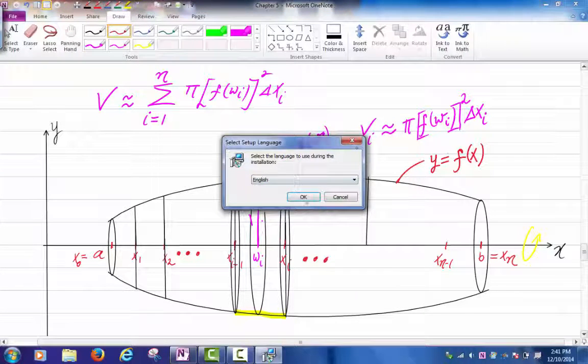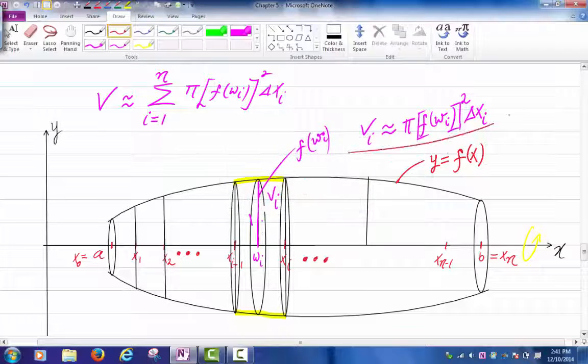So I can say this is the volume of the i-th piece. What is that? The area of the disc in the middle multiplied by the height of the cylinder. The height of the cylinder is equal to the length of the subinterval. Agree with that? So that's the volume of the i-th piece.